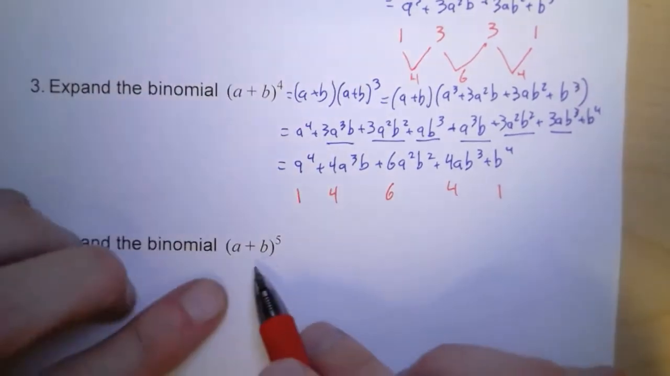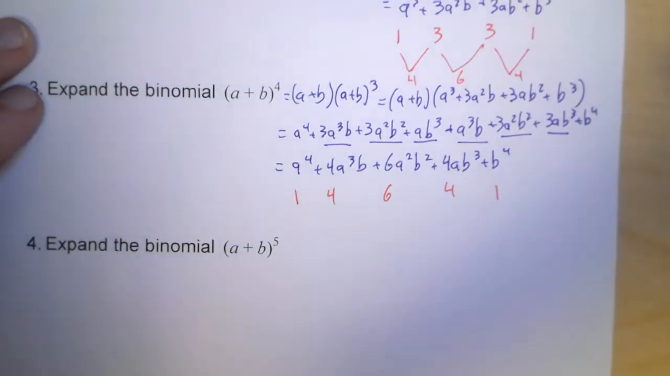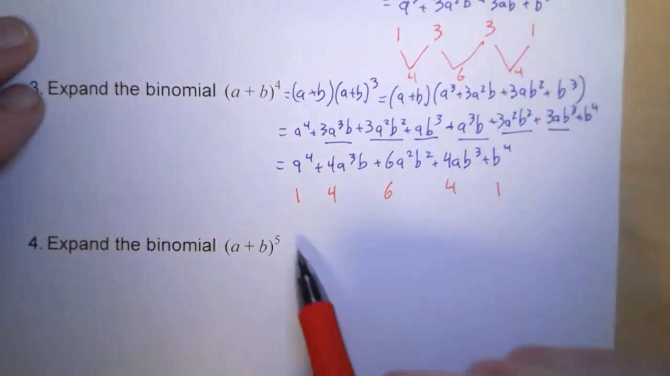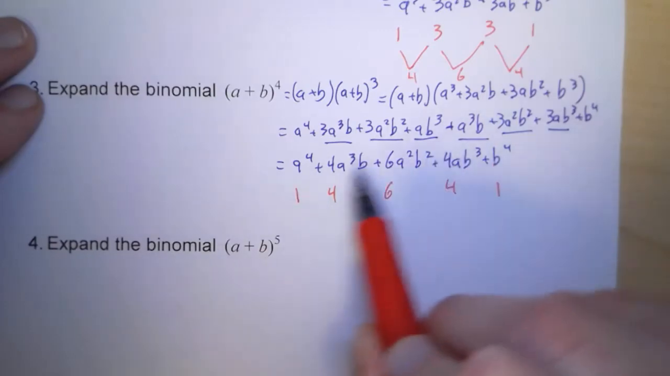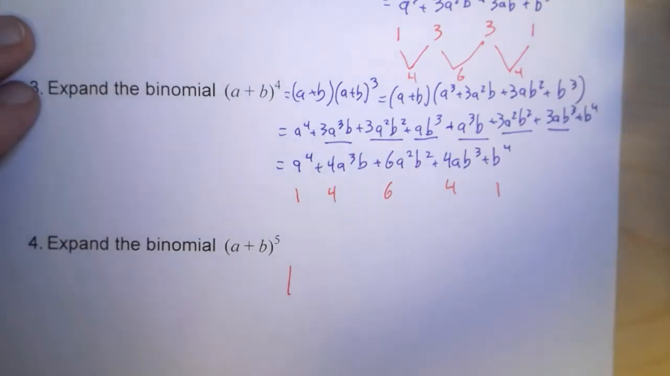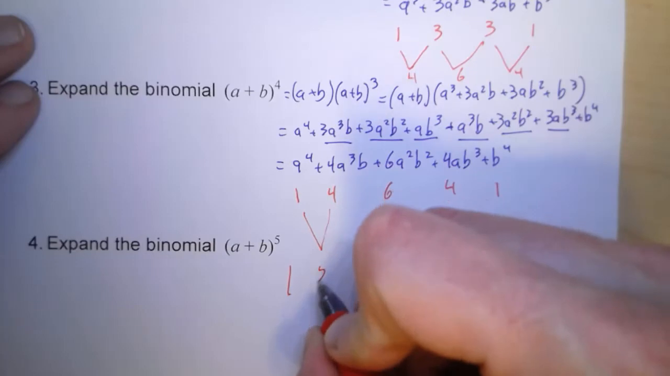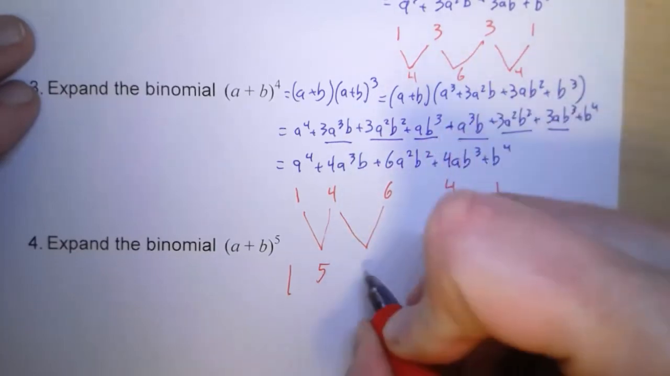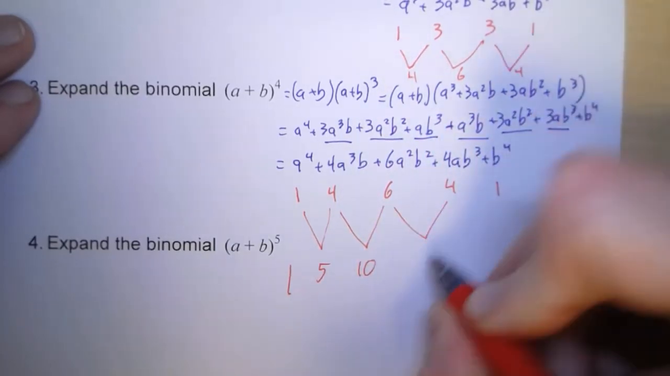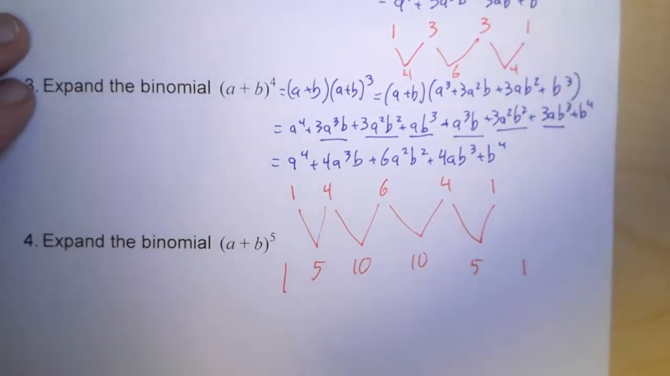What we can do is we can say, all right, this is a plus b to the 5th. So what we would do is we would take the coefficients from a plus b to the 4th and say, what are they going to be here? Well, they'll start with a 1. Then we'll say, what's 1 plus 4? That's 5. 4 plus 6 is 10. 6 plus 4 is 10. 4 plus 1 is 5. And then it ends with a 1.